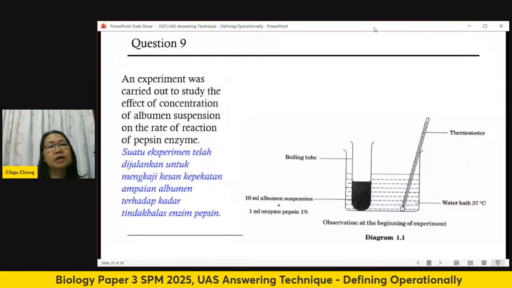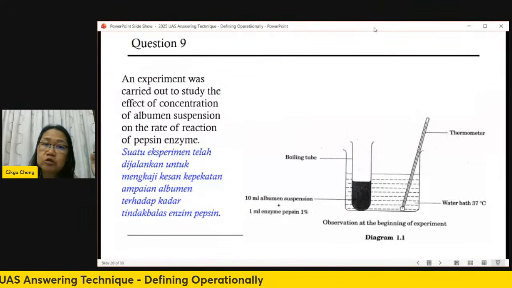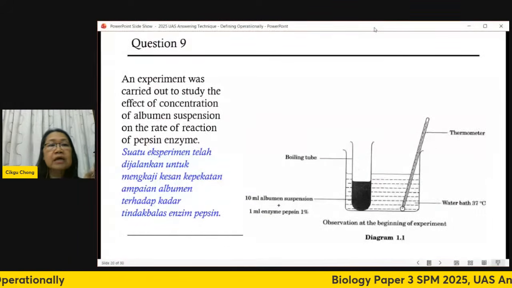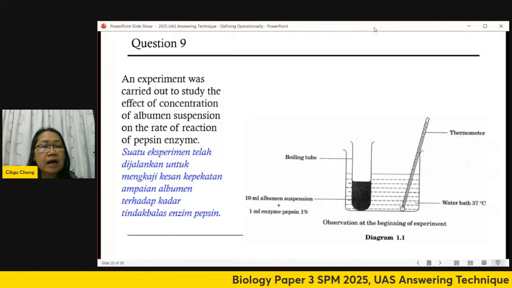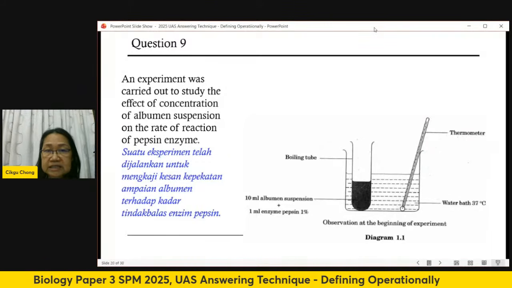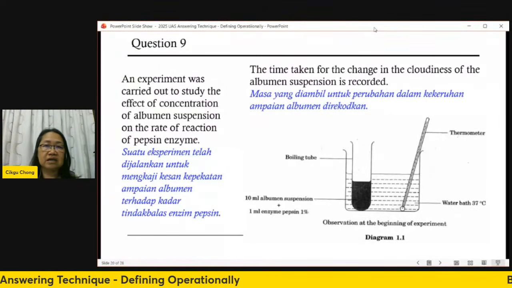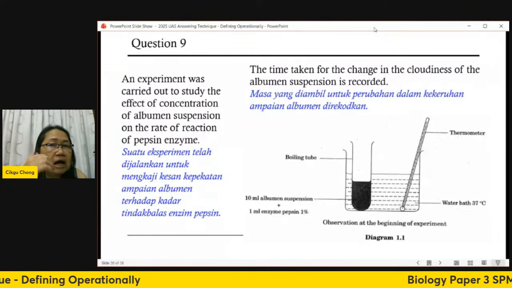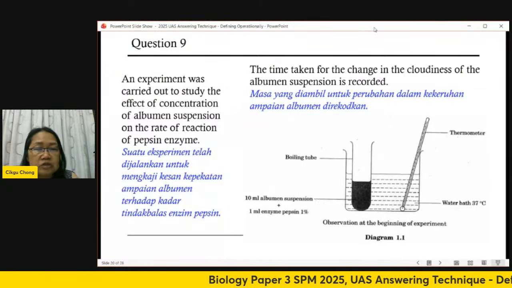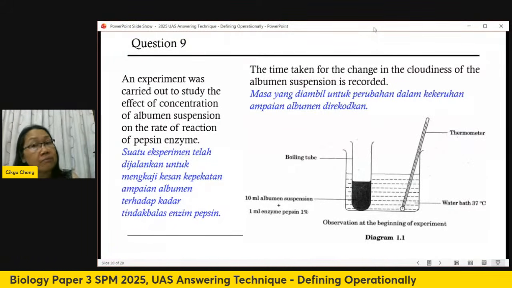Okay, see this question. An experiment was carried out to study the effect of concentration of albumin suspension. So you do a few different suspensions, the concentration, on the rate of reaction of the enzyme called pepsin. So the time taken for the change in cloudiness, you see whether it turns cloudy fast or it takes a long time, whether it turns clear fast or it takes a long time to become clear.